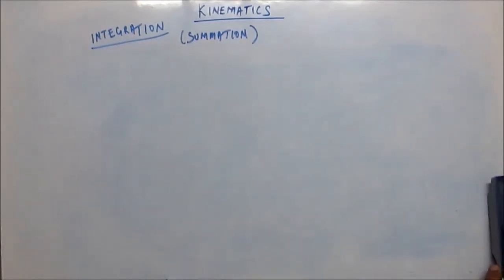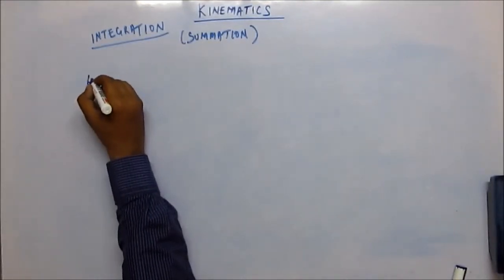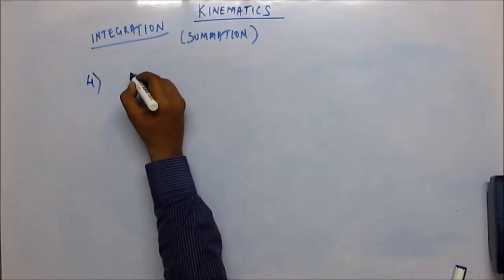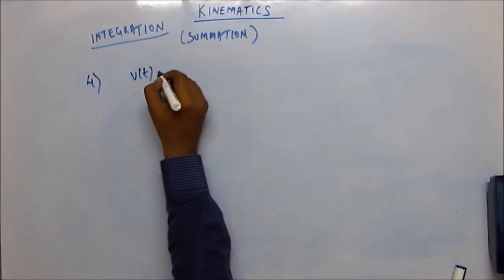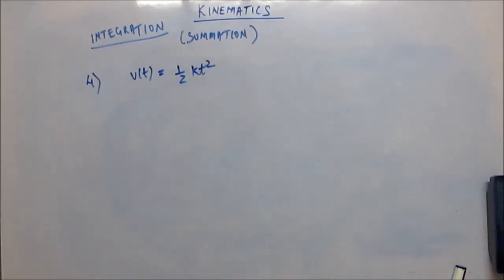Now let's solve one last problem. No, let's solve one easy one and then we'll wrap up with one last one. Suppose velocity as a function of time is given as half kt square, and they're asking for average velocity. What will be the average velocity if the particle is moving in a straight line?